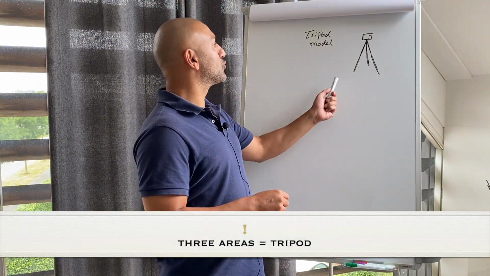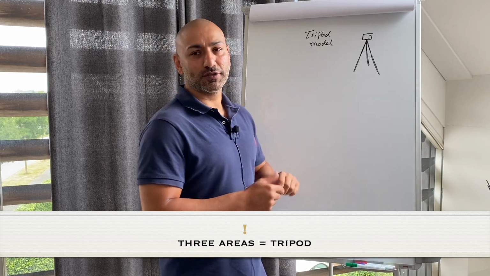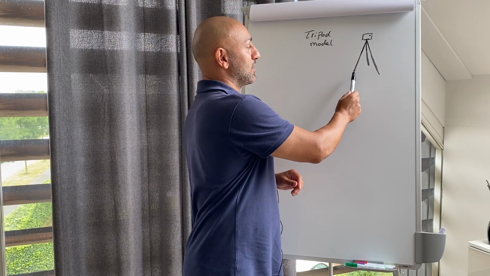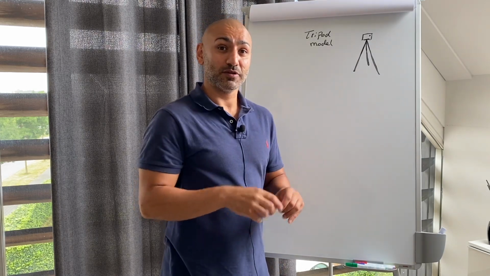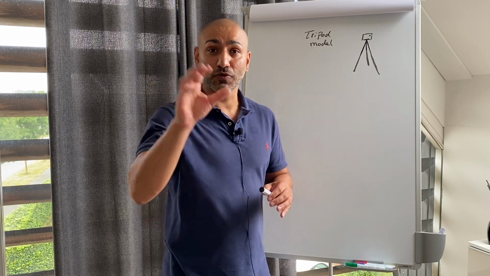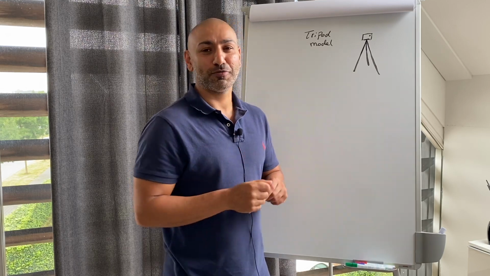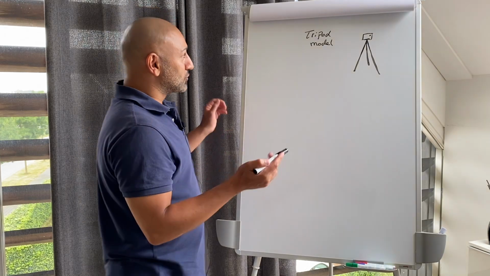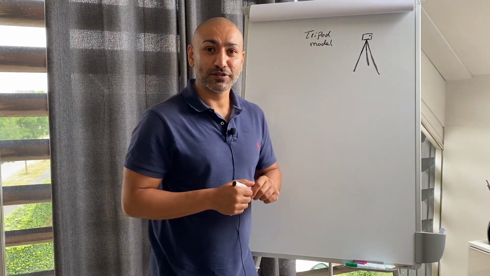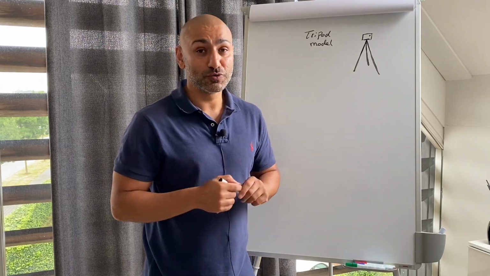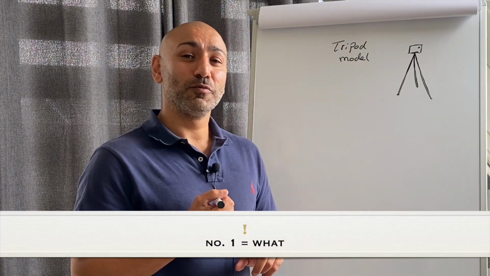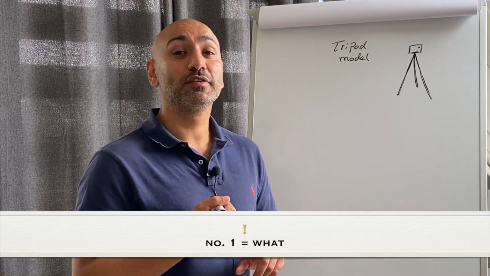That's why I draw a tripod here, and I call it the tripod model, because a tripod has three legs, and because of those three legs being in balance, you can put your phone or your camera on the tripod. So I call it tripod model because there are three important elements in a conversation which you should use actively. Number one, think about your what.